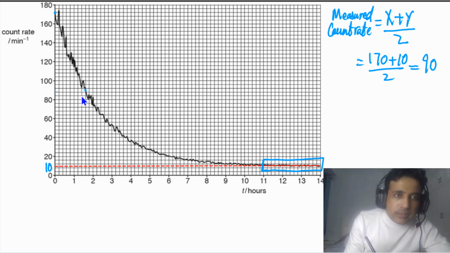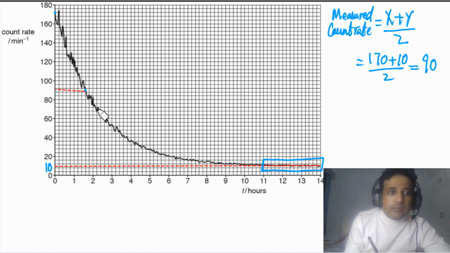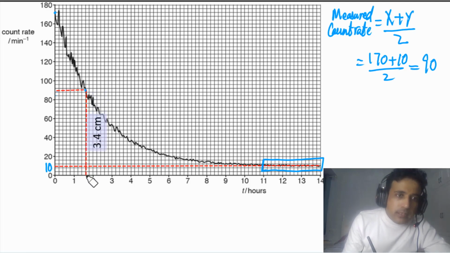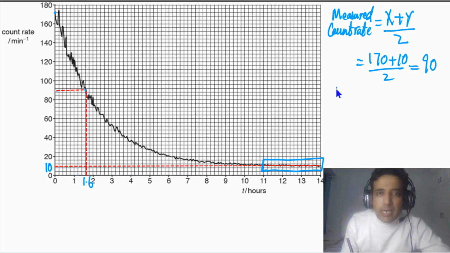So we can draw the line. So we can draw this dotted line. So this count rate is 90. Not very good, so let me redraw this one. So half count rate is equal to 90. And we can also draw one line on the time axis. So you can simply read half-life from here. So this is 2, this is 1. So this is 1.2, this is 1.4, this one is 1.6. So the half-life in this case is equal to 1.6 hours.